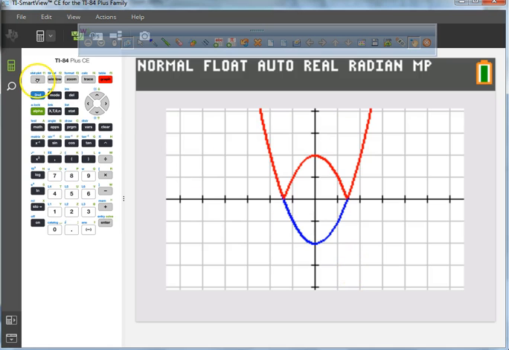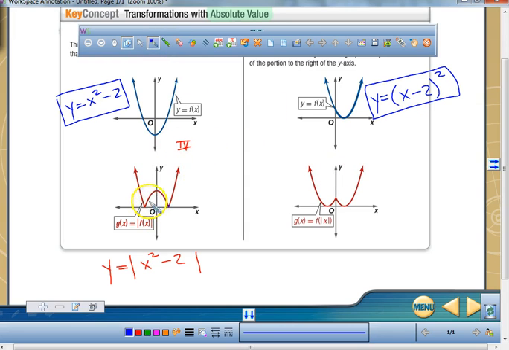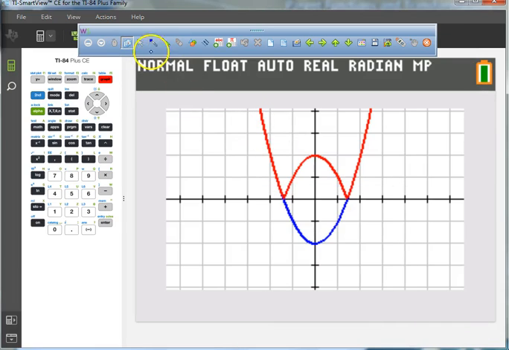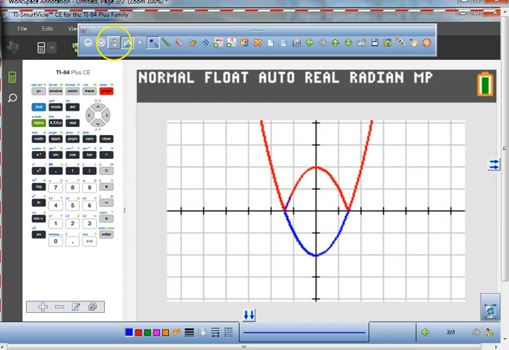Huh. So what happened? Which values got flipped? Yeah, the y values that were negative now became positive. You guys see how these are reflections of each other across the x-axis? That's how it works. Kind of cool.